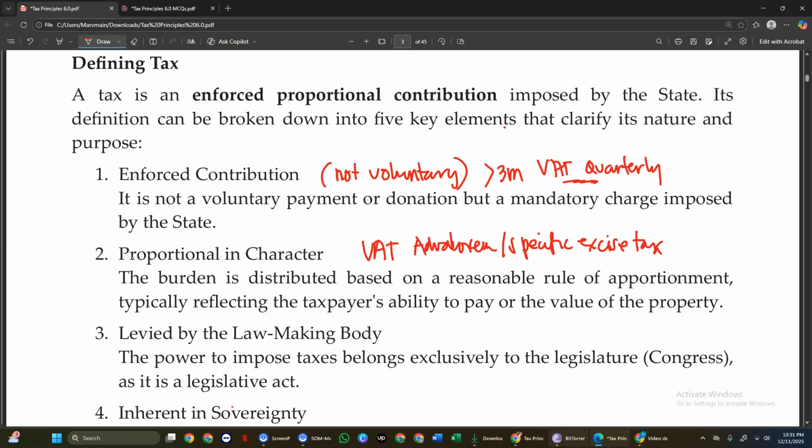So the burden is distributed based on a reasonable rule of apportionment. That is the proportional, reflecting taxpayers' ability to pay or the value of the property. But the Constitution is mandating a progressive tax system, which means that the higher the income, the higher the tax rate.